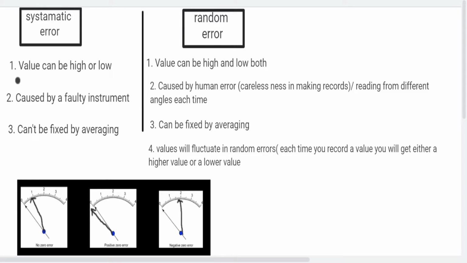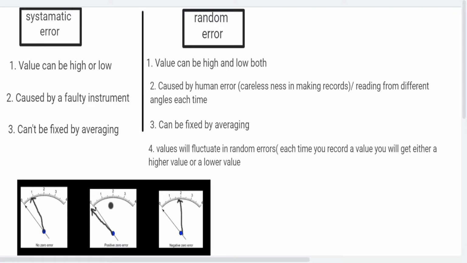In systematic error, the error is caused by a faulty instrument. This can't be fixed by averaging. In random error, the cause of that error is human error. It is due to carelessness in making records or reading from different angles each time. So if I sit here and read the scale, I would get one answer; if I sit here and look at the scale, I'd get a different answer. I can also take multiple readings and not be careful, and each time I take a reading, I would get a different answer. Why? Because I am simply careless.